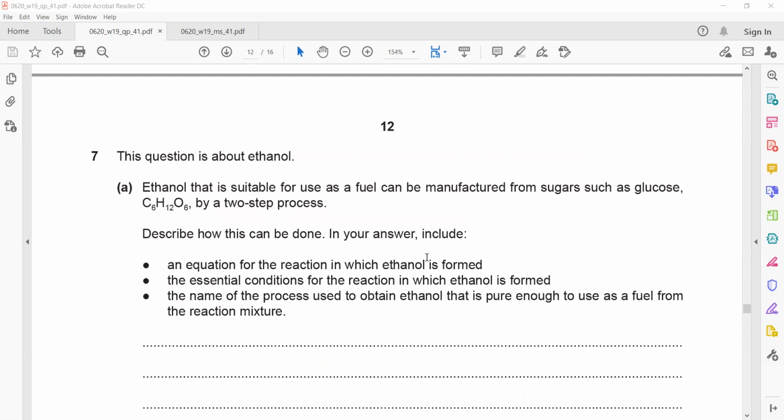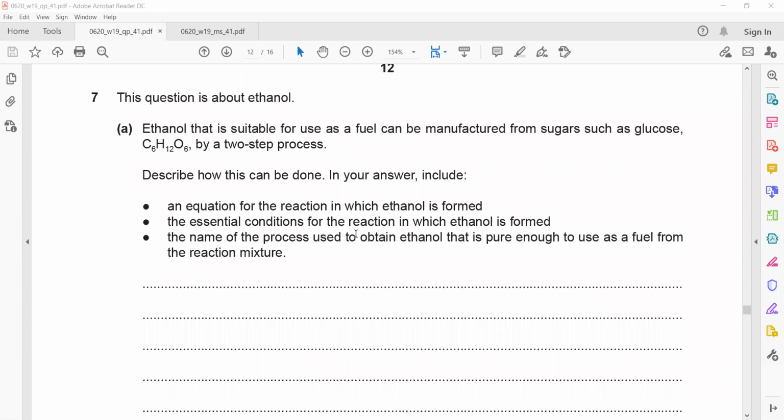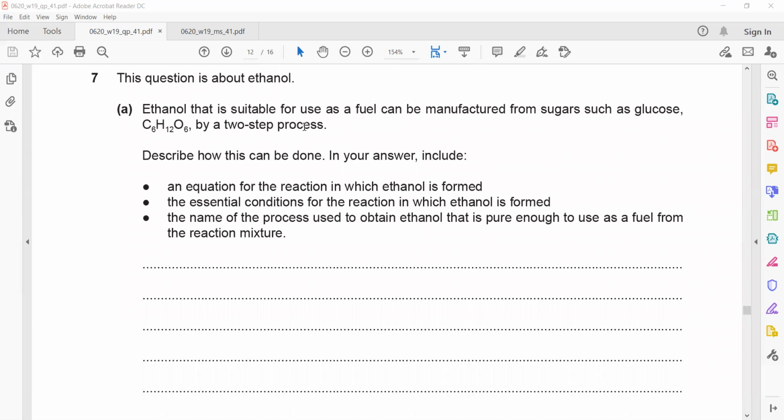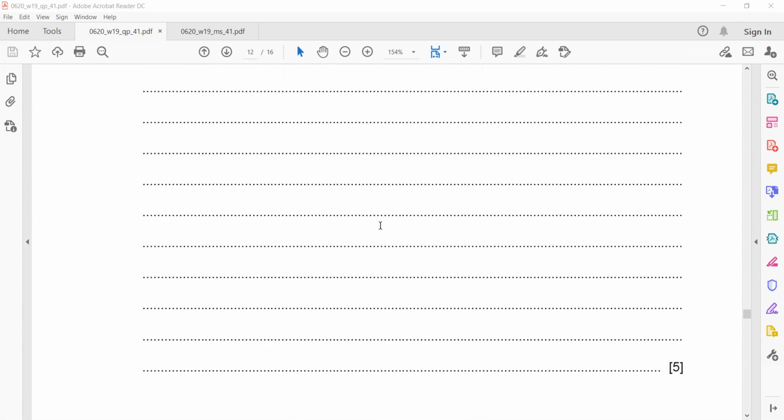Okay, question 7. I think this is the last question for the paper. This question is about ethanol. Ethanol, which is suitable for use as a fuel, can be manufactured from sugar such as glucose. A two-step process, fermentation basically. Describe how this can be done. In your answer, include an equation in which ethanol is formed, the essential conditions in which ethanol is formed, and name the process used to obtain ethanol that is pure enough. So basically how we can purify, and this is 5 marks.